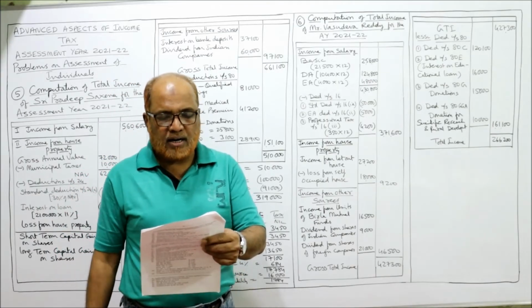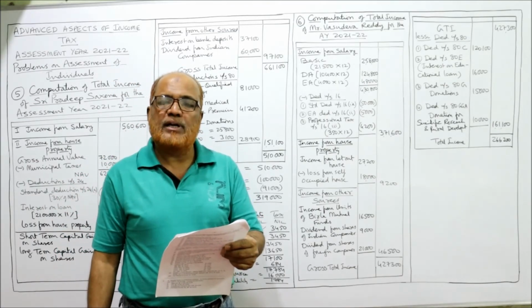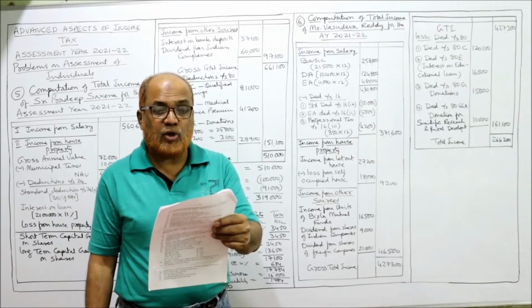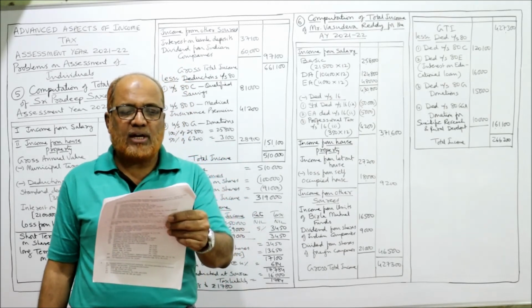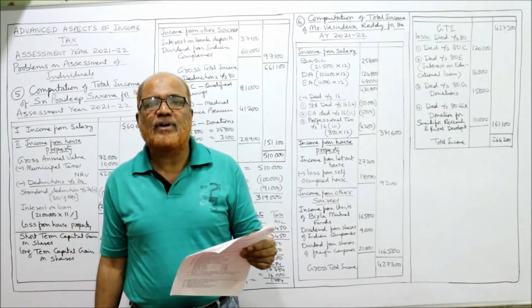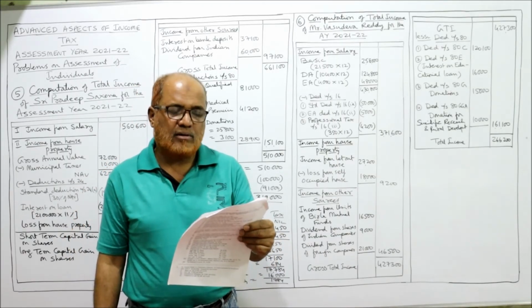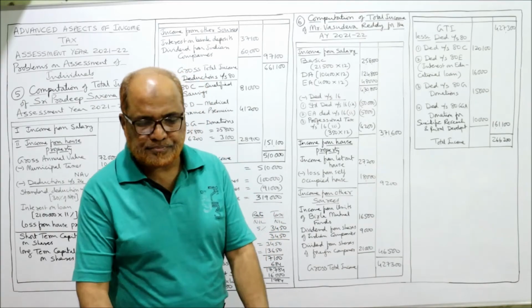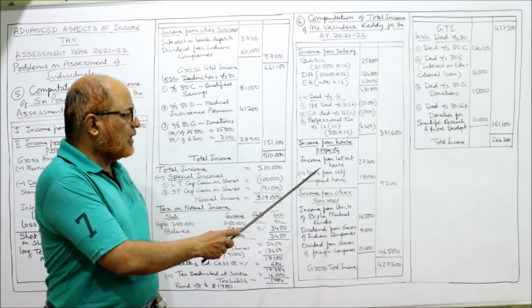Then donation under section 80G. So deduction will be allowed under section 80G for donations, 15,000. Then donation under section 80GGA. This is also a donation given for scientific research and rural development. Fully allowed as deduction. That's it. So I explained to you about income from house property.